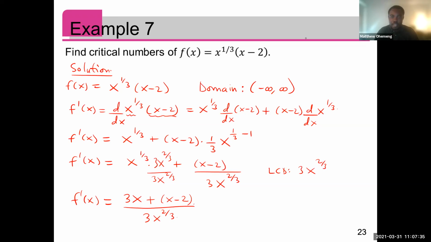Isn't it 4x? Wait, did I make a mistake? Isn't it 4x since x times x? Oh, okay. So I see what you mean. You mean the combination of the x to the 1/3, this one, and then that one. So what I'm saying is, let me do that on the side here, so that I'll continue on the next page.